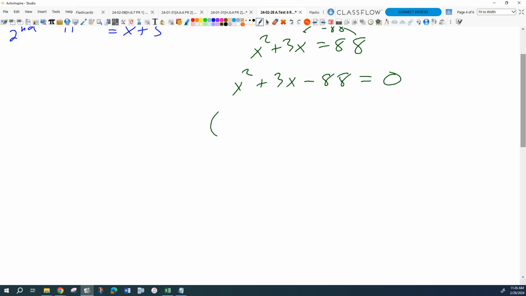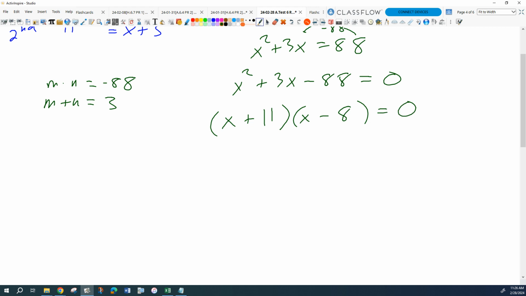Okay, so we're factoring a trinomial. What would my magic numbers have to do here? Add to 3 and multiply to negative 88. So what are the signs going to be if they multiply to a negative and add to a positive? Negative and positive. Which one's bigger? The positive one must be bigger, because they add to a positive. What are the numbers? 11 and 8.